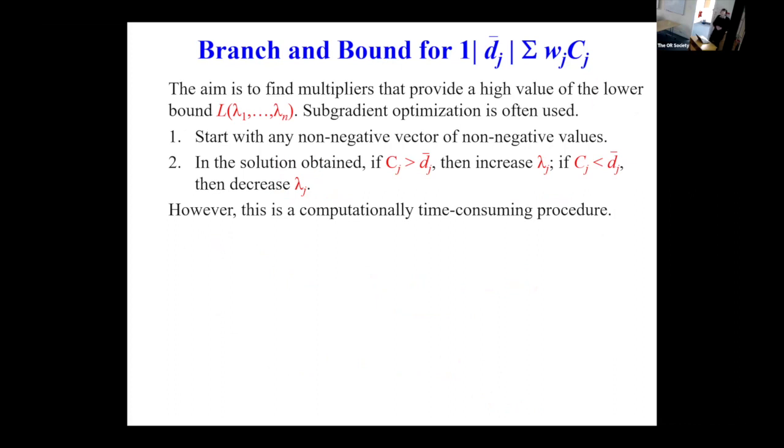If CJ is bigger than the deadline, then it means that lambda is too small, so you increase lambda. If CJ is less than the deadline, then you can decrease lambda, and it's best in terms of the lower bound if the lambda is as small as possible. But you have to do multiple iterations in order for this to find the best multipliers. So it's computationally not very exciting.